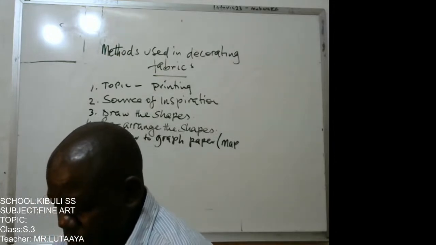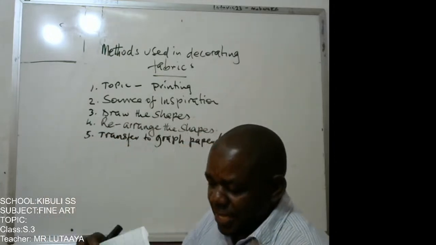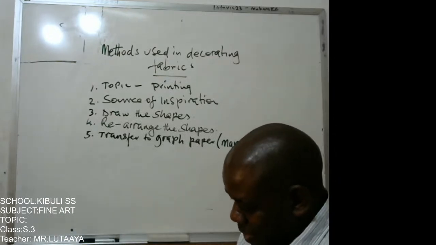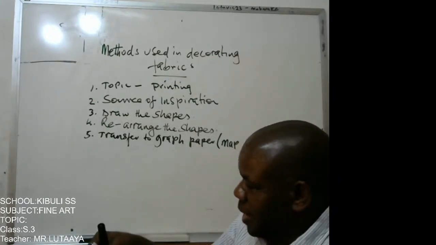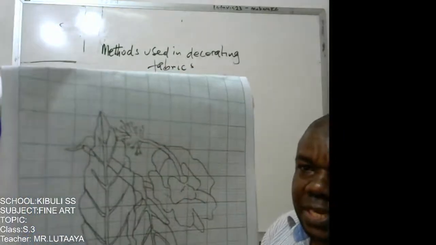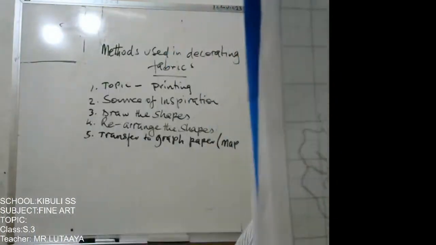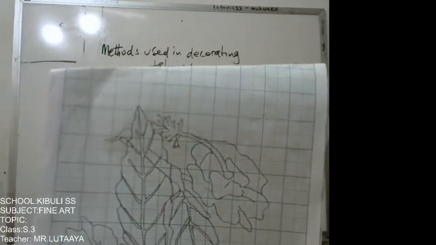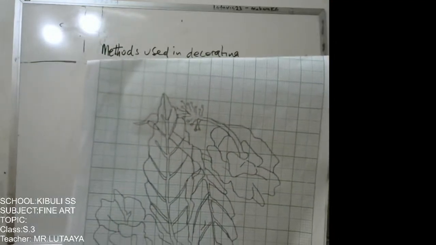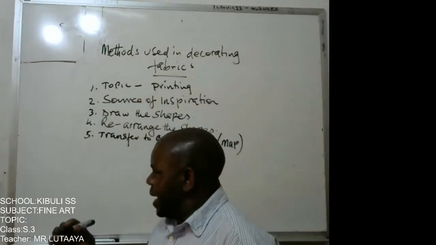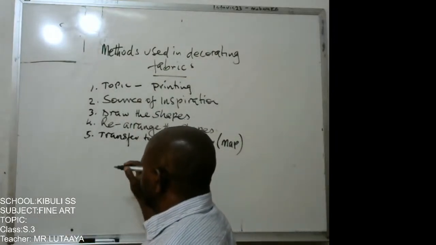With mapping, you get a graph paper. Transfer your work onto a graph as you are seeing it. Now, how are you going to map the work? You are going to map the work by use of a tracing paper.